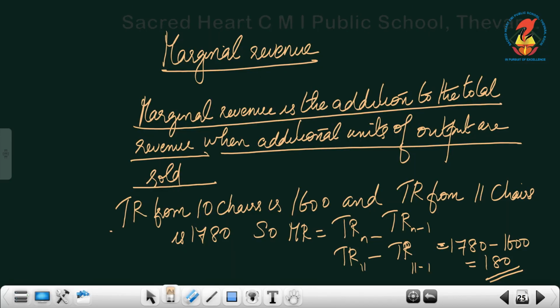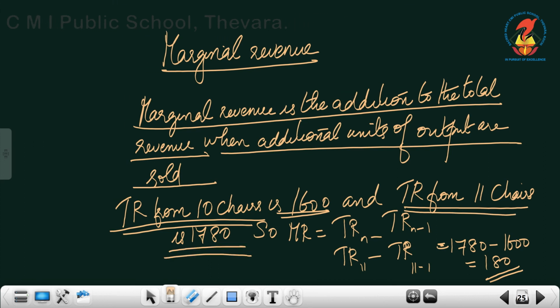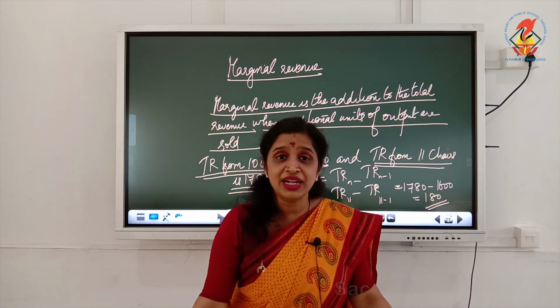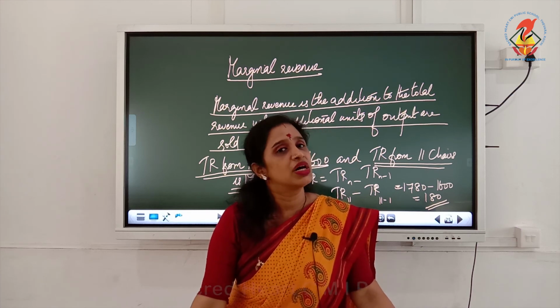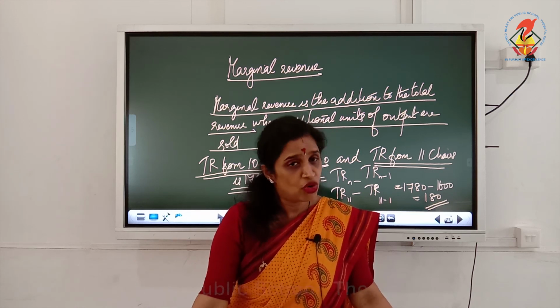An example: total revenue from 10 chairs is 1600. Total revenue from 11 chairs is 1780. That means when one more unit is sold, your addition to the total revenue is known as marginal revenue. How will you find out marginal revenue? The same formula you can apply: delta TR by delta Q, just as we have applied delta TC by delta Q, delta TP by delta L, delta TU by delta Q. The same way you can apply for marginal revenue also. Delta TR by delta Q, or one more formula is there.